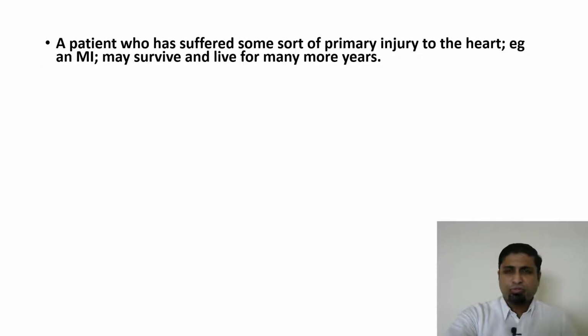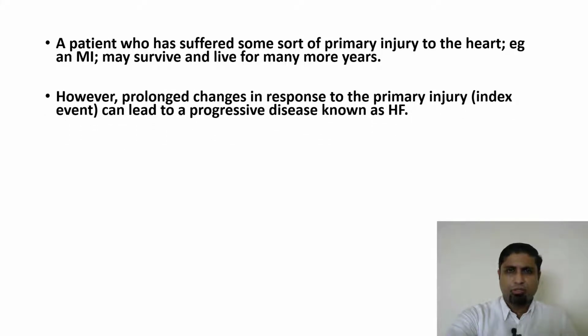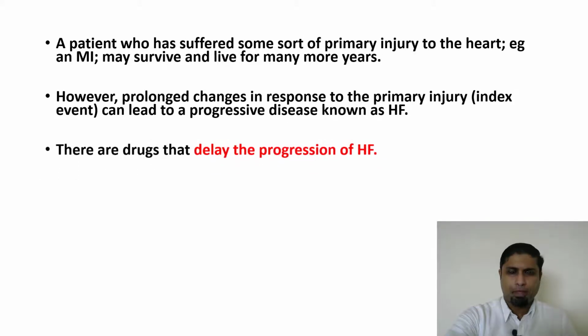Now, a patient who has suffered from some sort of primary injury to the heart, like for example a myocardial infarction, may survive and live for many more years. However, prolonged changes in response to the primary injury, often called the index event, can lead to progressive changes, and these progressive changes lead to progressive disease, which we call heart failure.